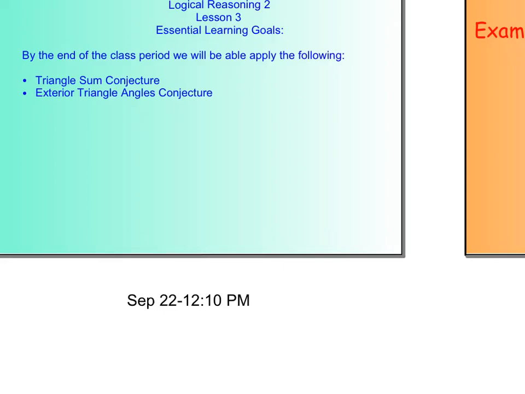Hello everyone. We've got Logical Reasoning 2, Lesson 3. This is Unit 3, Lesson 3. We're going to talk about the triangle sum conjecture and the exterior triangle angles conjecture. So let's get started.